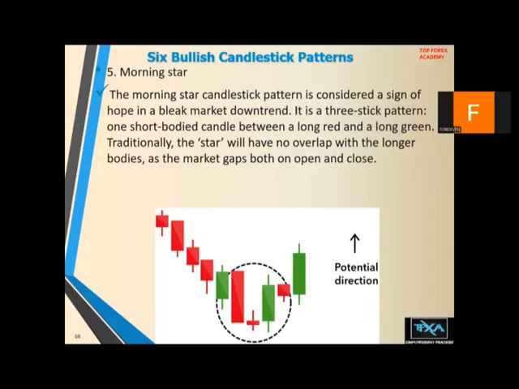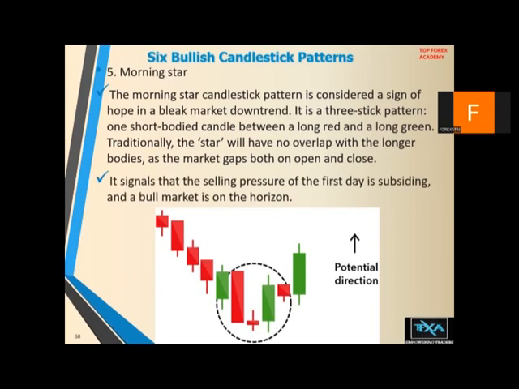It is a three stick pattern, one short bodied candle between a long red and a long green candle. Traditionally, the star will have no overlap with the longer bodies as the market gaps both on open and close. It signals that the seller's pressure of the day is subsiding and a bull market is on the horizon.